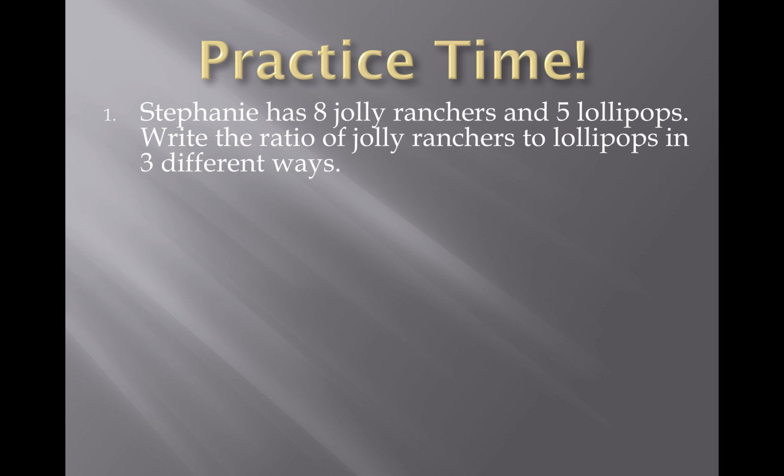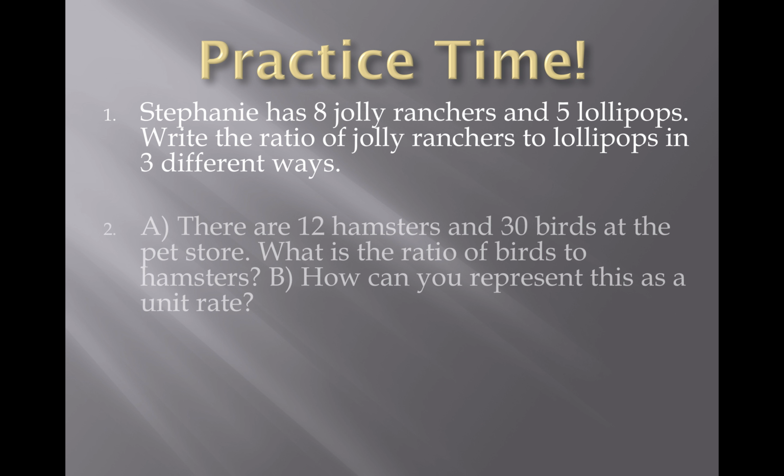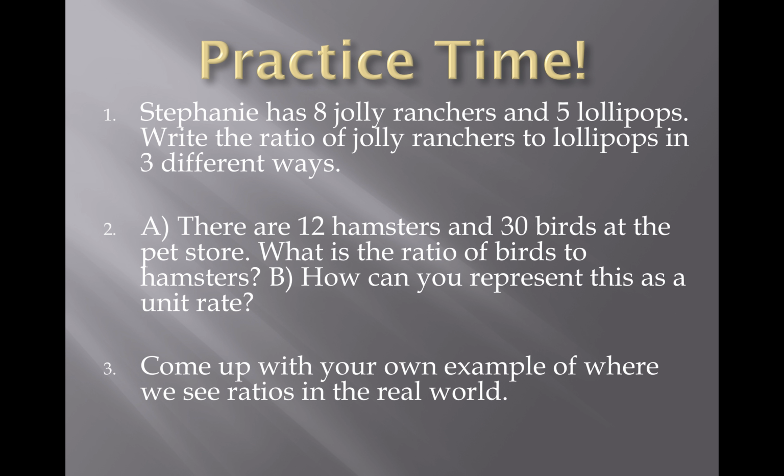So Stephanie has 8 Jolly Ranchers and 5 Lollipops. Write the ratio of Jolly Ranchers to Lollipops in 3 different ways. Second question, there are 12 hamsters and 30 birds at the pet store. What is the ratio of birds to hamsters? How can you represent this as a unit rate? And the third question, come up with your own example of where we see ratios in the real world. So at this time, I would like you to pause the video and figure this out.